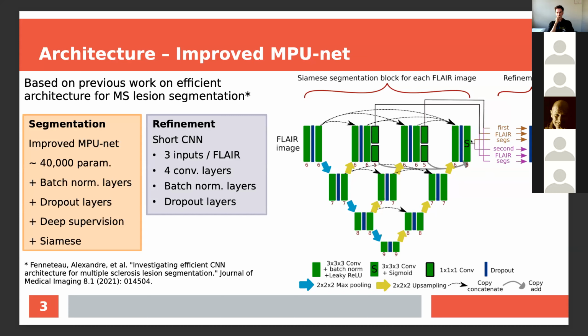This segmentation block works as a Siamese neural network because we pass first the FLAIR image at time point one, we get the feature maps, and then we pass the second FLAIR image and concatenate all feature maps to give them to the refinement block. The refinement block is a short CNN with only 4 convolutional layers and regularizers, such as batch normalization layers, and 1 dropout layer.